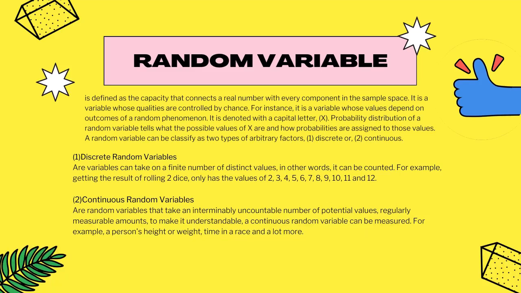For example, the result of rolling two dice can only have the values 2, 3, 4, 5, 6, 7, 8, 9, 10, 11, and 12. Continuous random variables are random variables that take an uncountable number of potential values, regularly measurable amounts. To make it understandable, a continuous random variable can be measured. For example, a person's height or weight, time in a race, and a lot more.